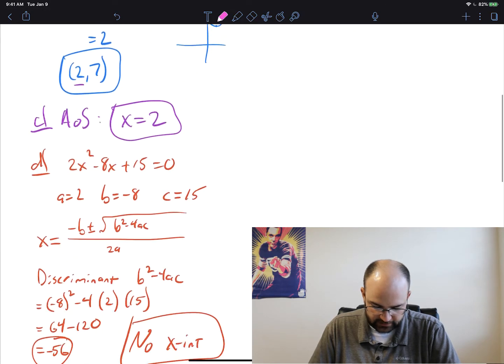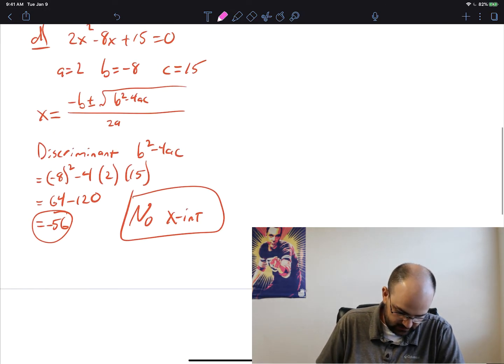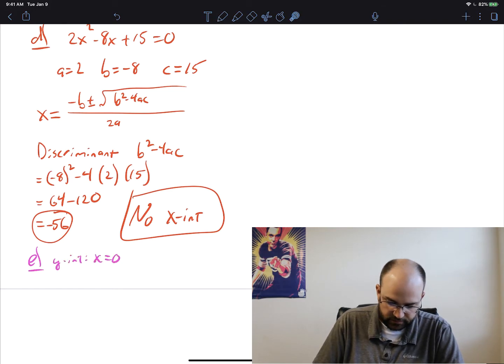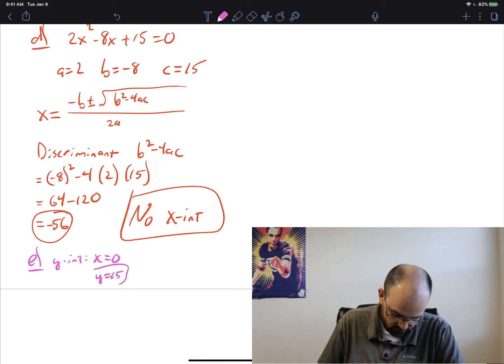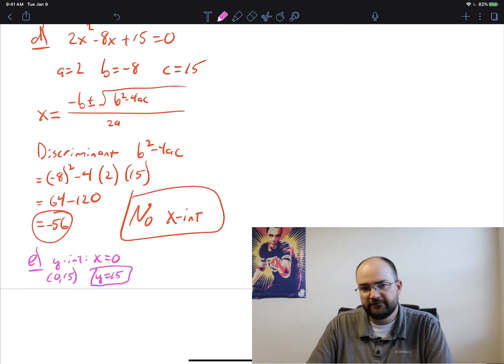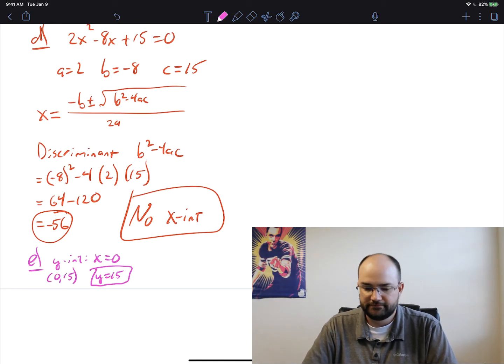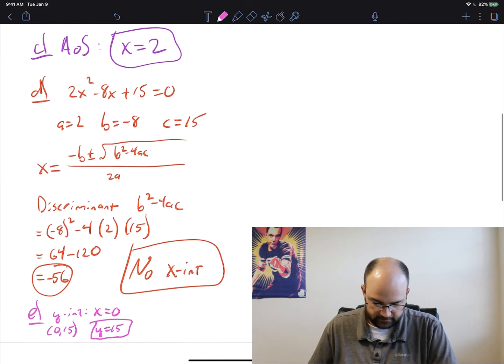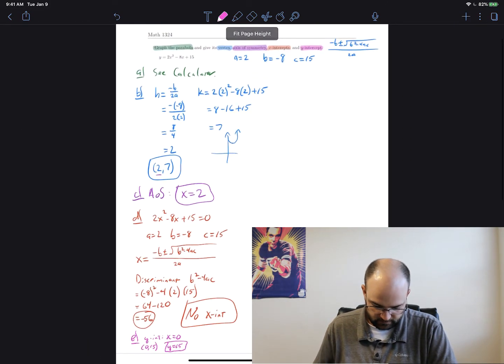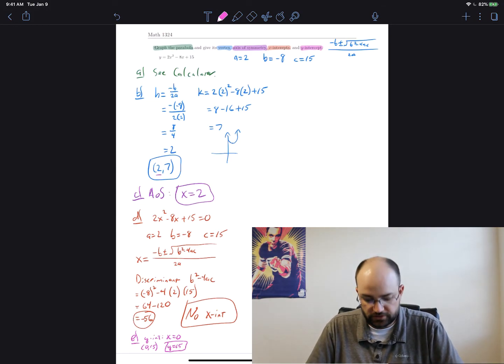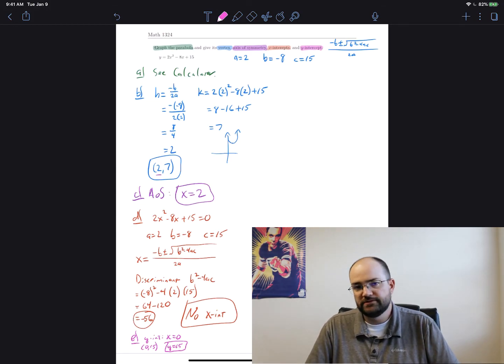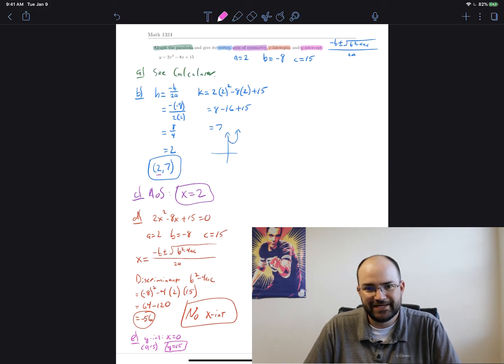As for the last bit, the y-intercept, the x is 0, so if you plug it in, you're just left with the 15. And that would be your y-intercept. Now, the coordinate would be 0, 15, but I believe my math lab wants y equals 15. Alrighty. Well, that's pretty much it for this question. I will go ahead and show you what happens in the calculator. I'll see you there.